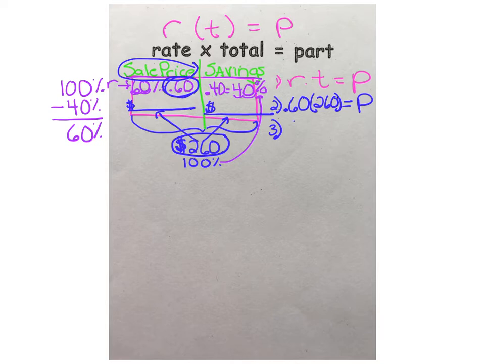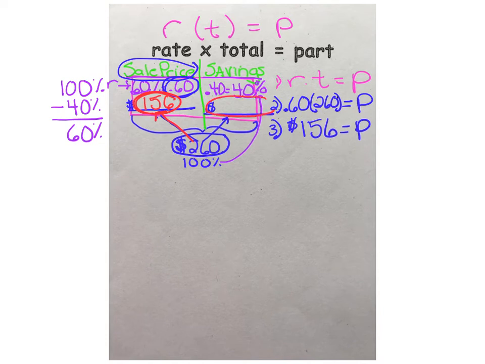Punch that into your calculator and calculate the cost, or the sale price, of the bicycle. You should have gotten a sale price of $156. That goes in this part of the bar. So out of $260 that you normally pay, you now only need to pay $156.